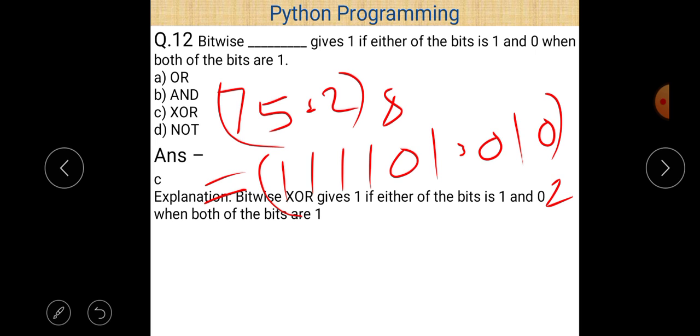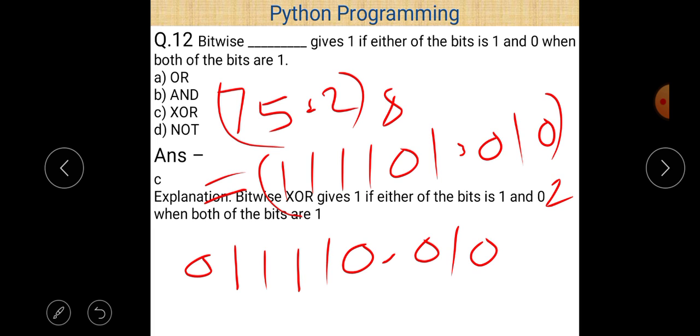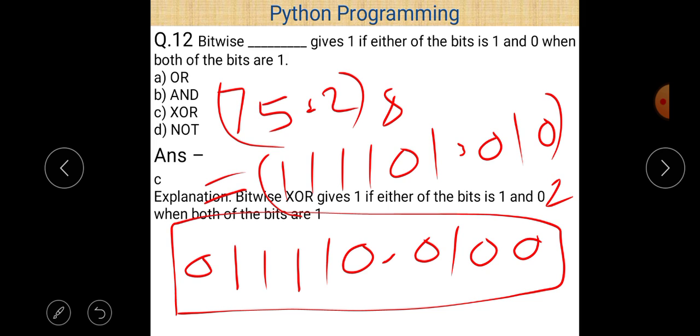And one thing should be remembered: if we add 0 before any number, it will make no effect. For example, if we write this number as this, then the magnitude of both are the same, and we can also add 0 just after the decimal like that. Now that will make no effect on the magnitude of that number.